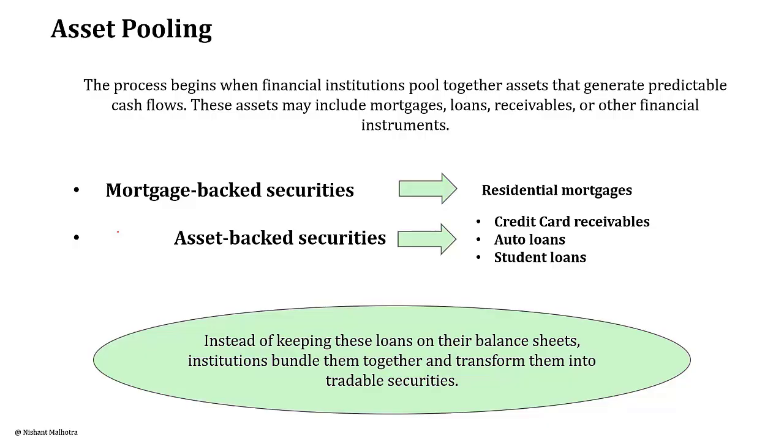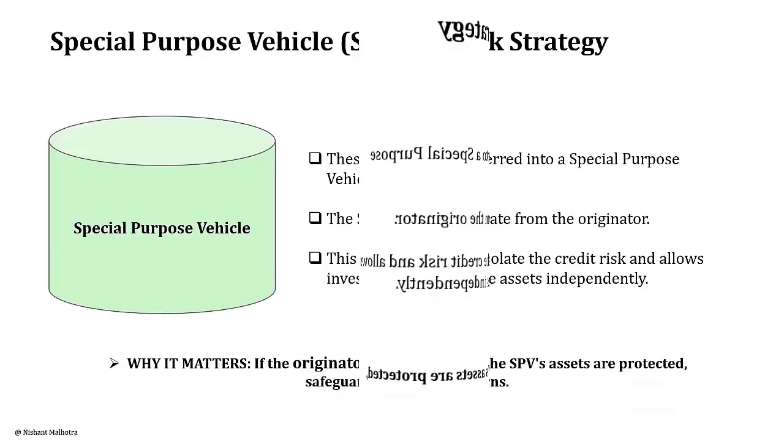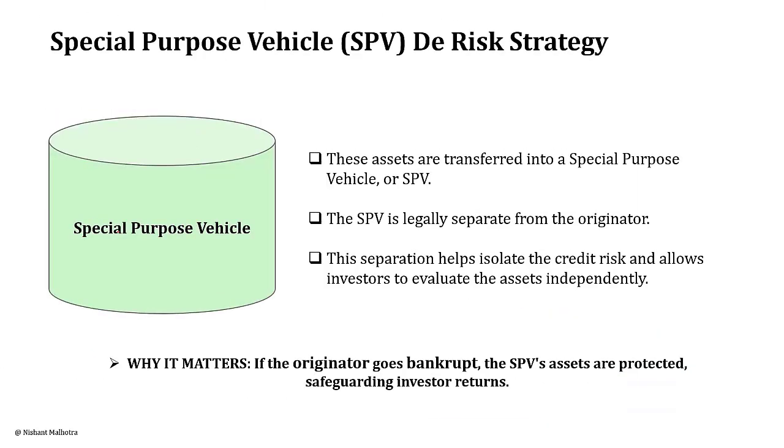Here, instead of keeping these loans on your balance sheet, institutions bundle them together and transform them into tradable securities. We come to a very important idea of the special purpose vehicle. I've not discussed this slide in a lot of detail, but it's one of the best de-risking strategies. This is one of the most important things, because if the originator goes bankrupt, the SPV's assets are protected, safeguarding investor returns.